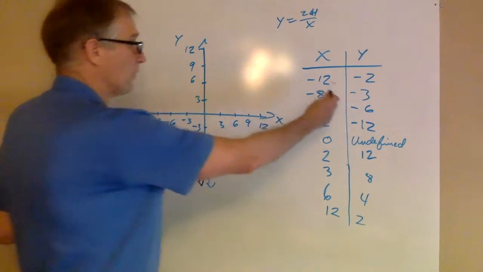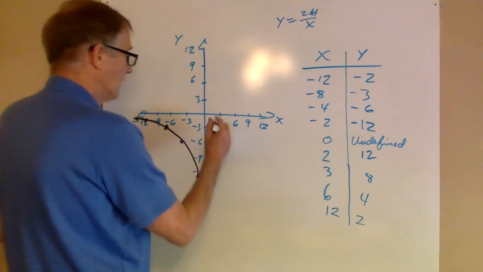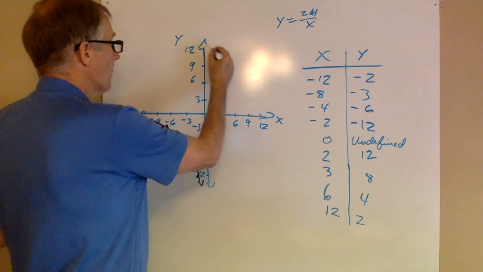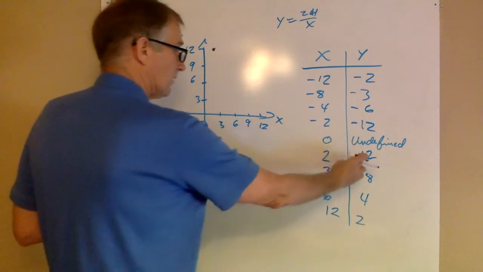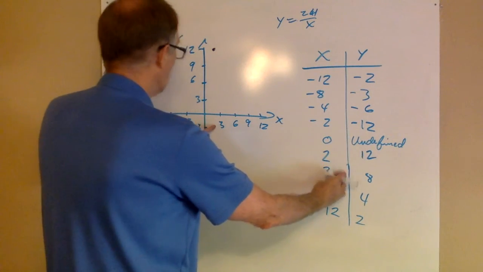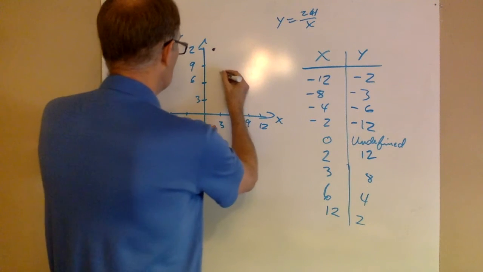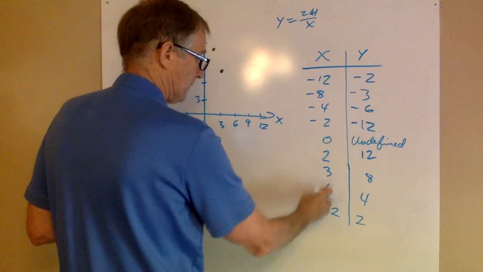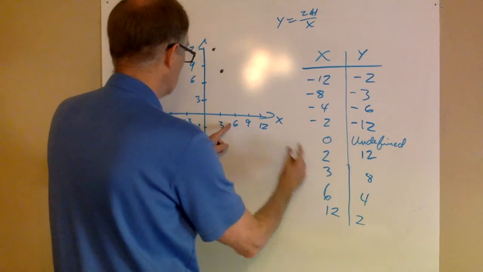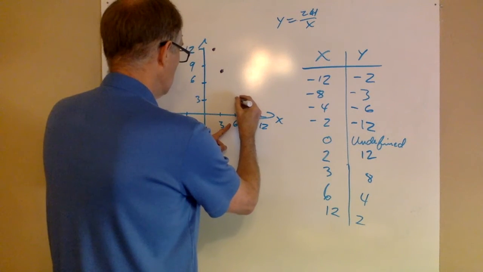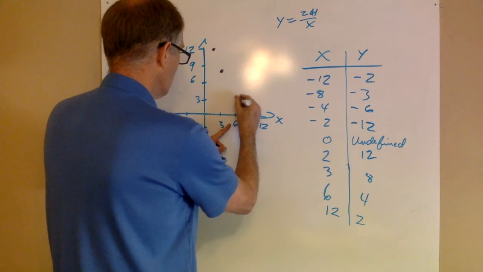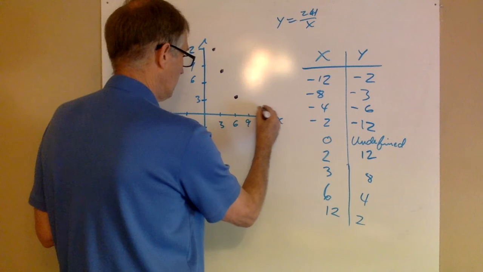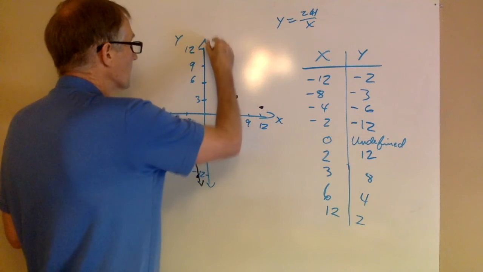So let's plot these points. When x is equal to 2, y is equal to 12. Good enough. When x is equal to 3, y is equal to 8, right around here. When x is equal to 6, y is equal to 4, around here somewhere. And when x is equal to 12, y is equal to 2, right around here somewhere.